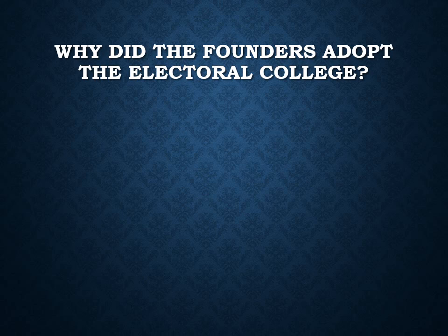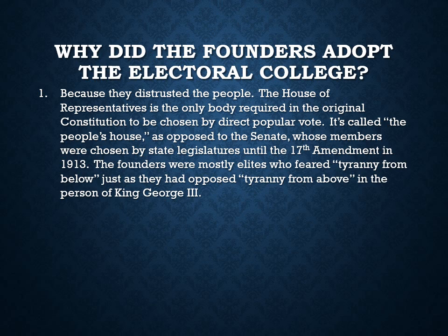Now, why did all this happen? Well, the history of it is very interesting. The founders distrusted the people. So the only body that is required to be democratically chosen in the government is the House of Representatives. It's known as the People's House. Until 1913, state legislatures chose senators.